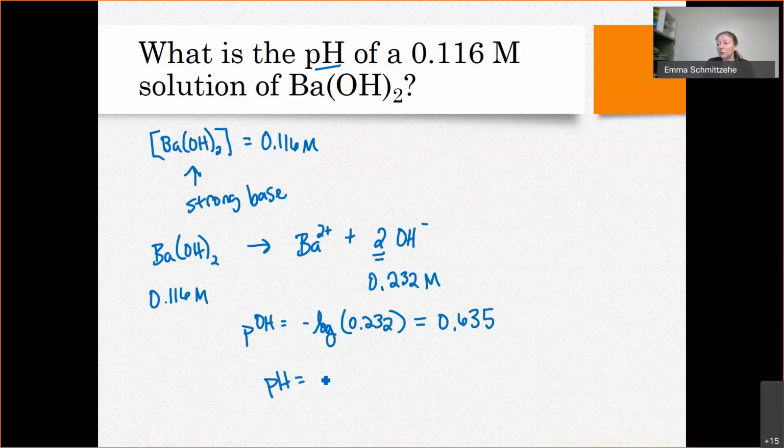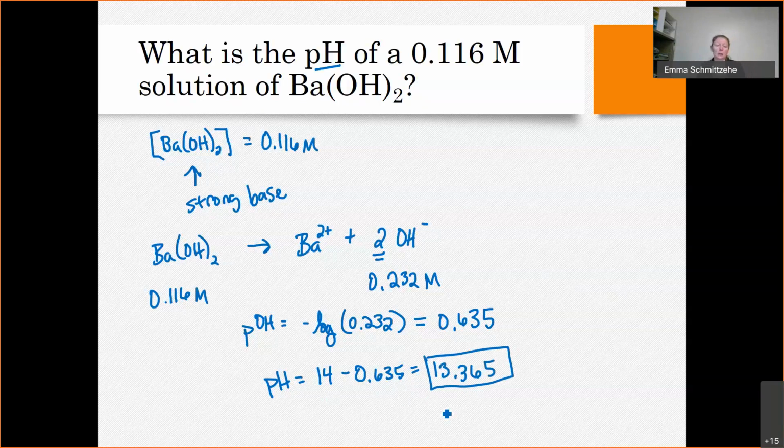And then I can calculate my pH. My pH would be 14 minus that value, right? Because pH plus pOH should be 14. If I take 14 minus that pOH, that gives me my pH. And we'll still have 3 decimals because the 14 is exact. That doesn't impact our sig figs. So 3.365. Okay, and so that would be my pH.